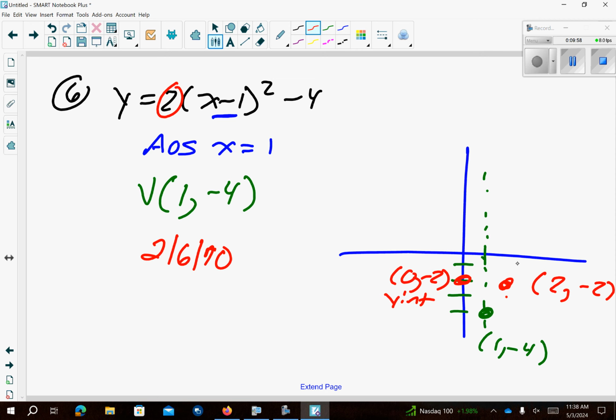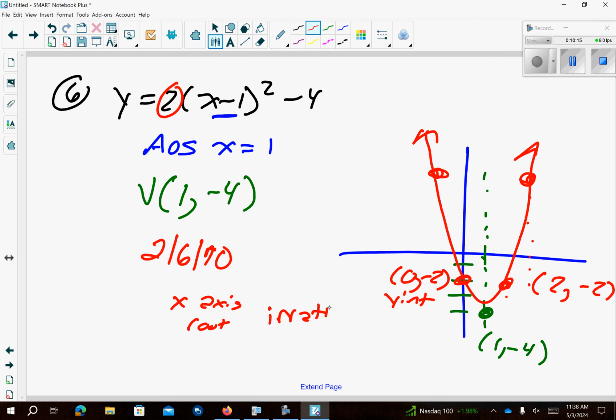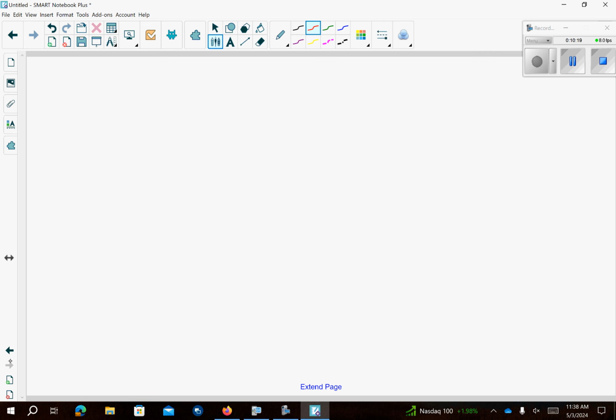And then if I did right 1 and up 6. Left 1 up 6. We're up there. So we can see that it crosses the x-axis, that the x-axis or the roots that might be listed are going to be irrational because we can't see exactly where it crosses.